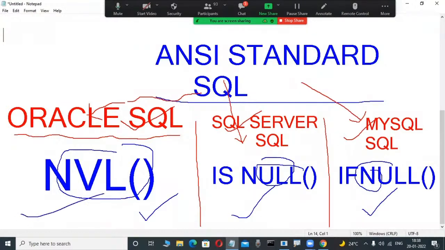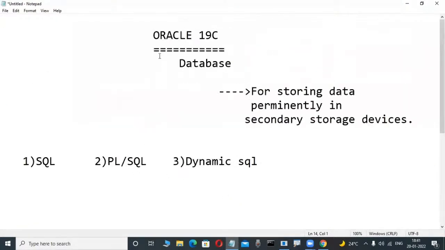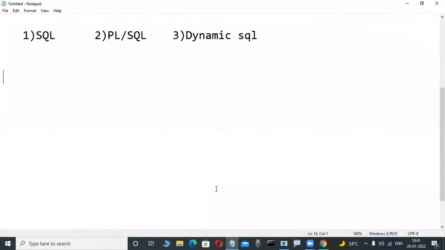Suppose there is a function months_between in Oracle SQL only. Can I use the same function in SQL Server SQL? No, there is DATEDIFF, another function. That's why what we are learning is this: SQL is an ANSI standard language, and from that SQL language Oracle Corporation created their own SQL language called Oracle SQL. That's why SQL is an ANSI standard language, conceptually the same in every database.